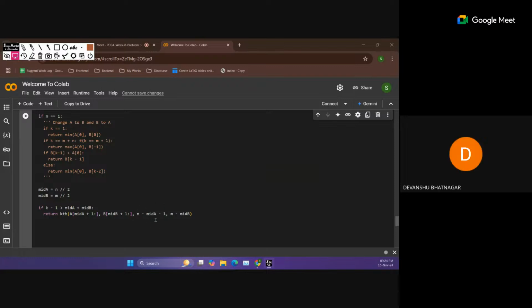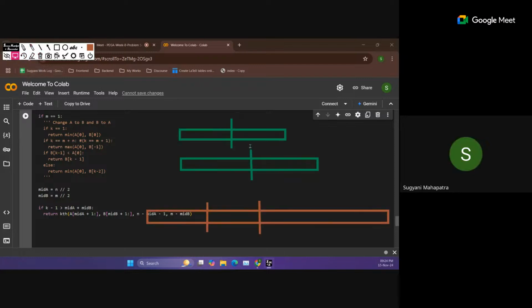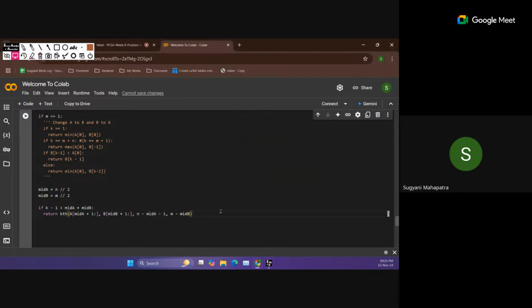Why is the minus one needed? How many elements will be there in this part? We are including the middle element, so n minus middle minus 1. Because in binary search, you must have remembered, the higher index and lower index are changing. So instead of taking n by 2, I'm just subtracting: n minus middle of A minus 1. And here we will be having m minus middle of B minus 1.